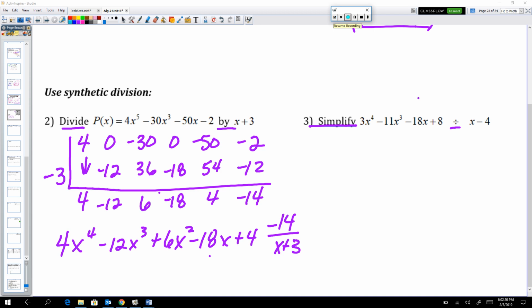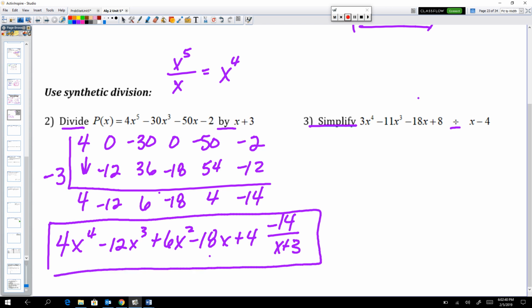Okay, hopefully you had a chance to work through this. I want you to take a look at the answer I have written for you. Now remember, this was a division problem. We had x to the 5th divided by an x, so the answer that we have should be a quartic, an x to the 4th. So we dropped the power on everything. We took the coefficients at the bottom of the table and we put them in front of everything. And the last number wasn't a 0, so we did have a remainder.